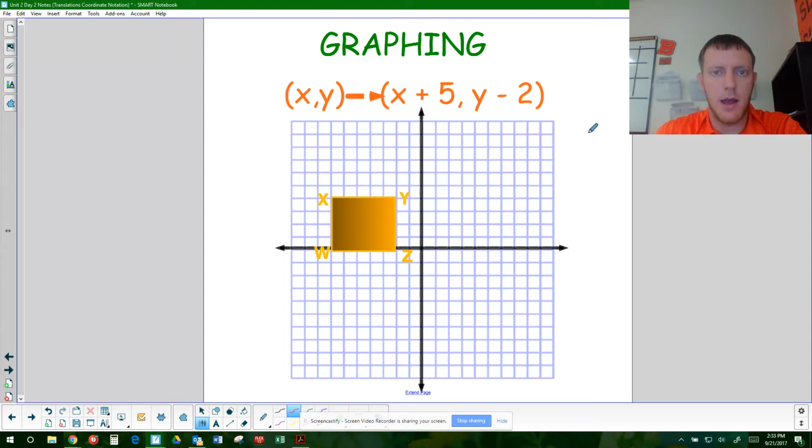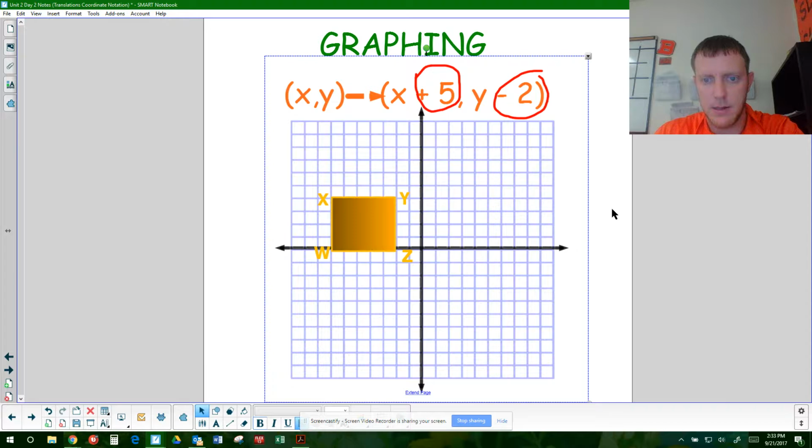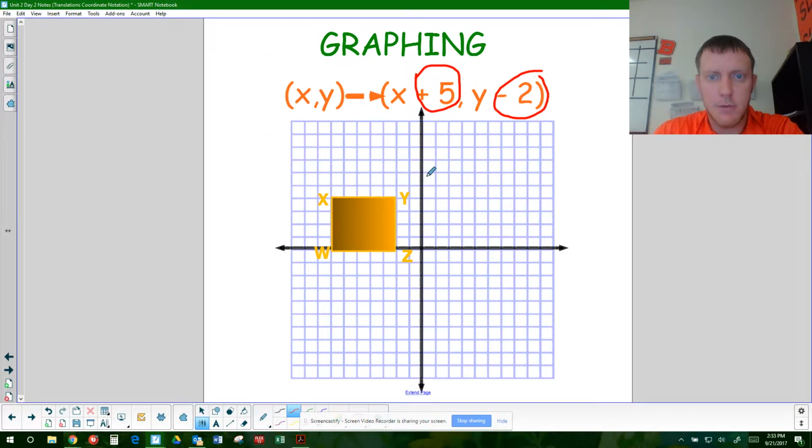Okay. So if I have a graph, I'm just going to do what it says. If it is a positive 5, that means I'm going right 5 because it's the x. If it is a negative 2, that means I'm going down 2 because it is a negative for the y. So I don't think I have anything here. Nope. So here I'm going to count every point. You're going to count 5 right. 1, 2, 3, 4, 5, and then down 2. 1, 2. So right here would be my y prime. And then I do the same thing with x.